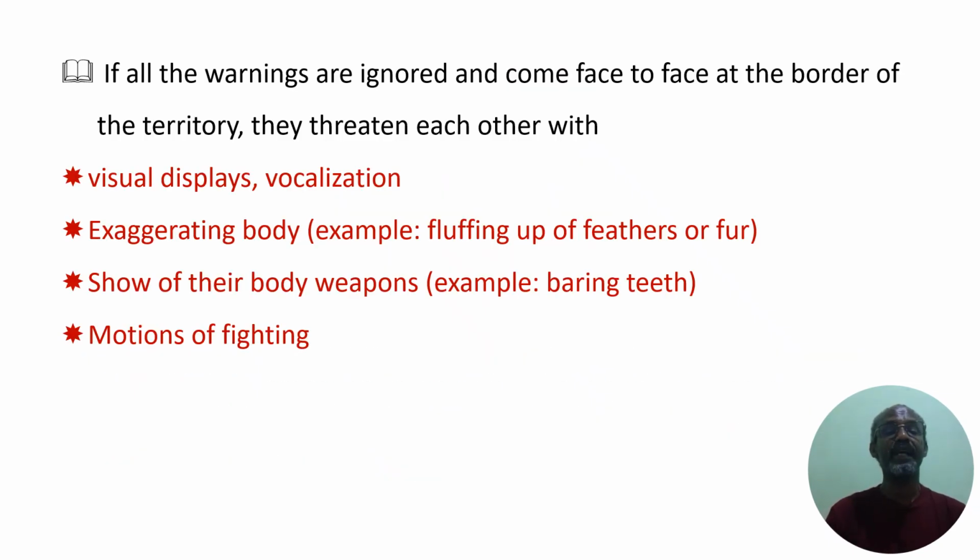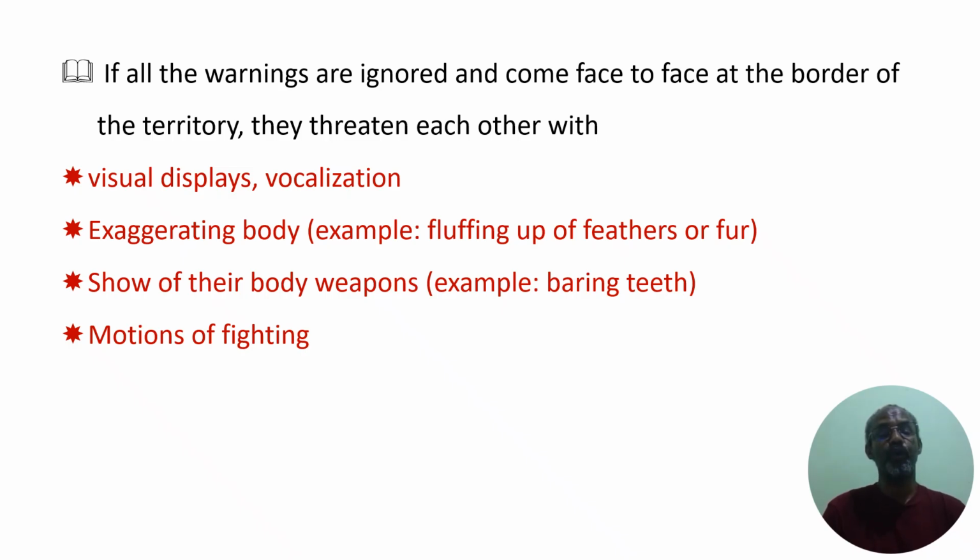And if all the warnings are ignored and they come face to face at the border of the territory, you see, we have told you that animals proclaim that the region is theirs. If the proclamation, or the sound produced by the owner of the territory, is ignored and the intruder comes into the territory of the other animal, they threaten each other with visual displays. Visual, they may fluff their hairs and appear to be big. Vocalization, some fearful sound they may produce. Exaggerating the body, for example, fluffing up of feathers or fur.